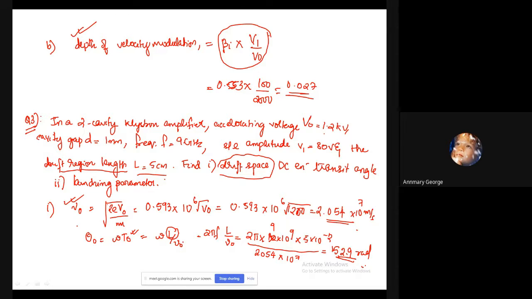Have you got the value of theta 0, that is the angle of drift space? Have you completed this much? Shall I move to the next part, the bunching parameter? Please respond.